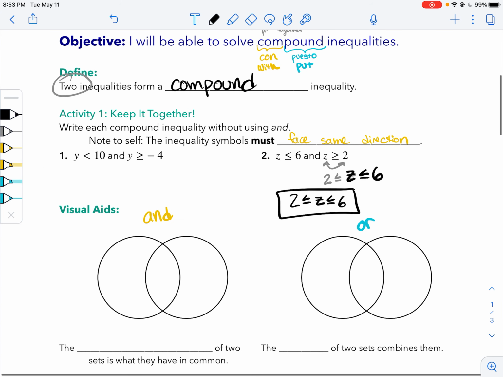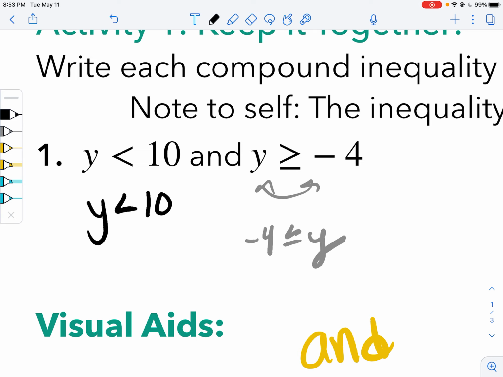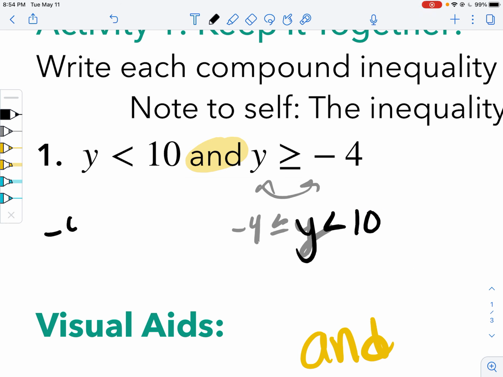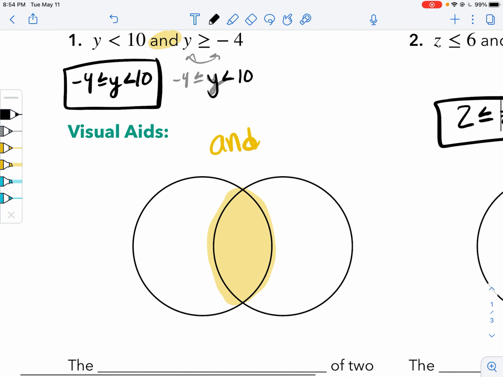So and, guys, is where you find their overlap, like that. For this one, we've got to rearrange, flip them around: negative 4 is less than or equal to y, and y is less than 10. Whenever you've got and, it means overlap, so you literally overlap them to get your new inequality: negative 4 is less than or equal to y is less than 10. Cool. So whenever you have and, it means overlap.